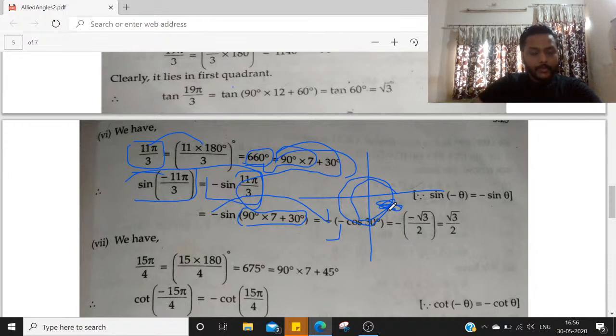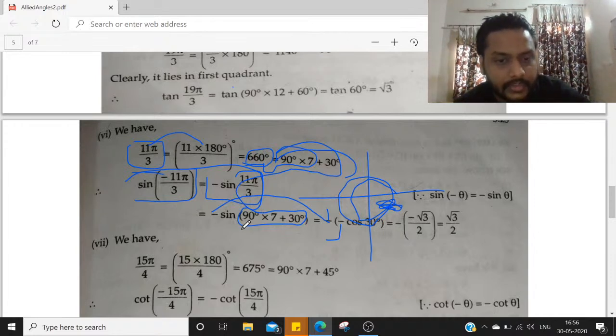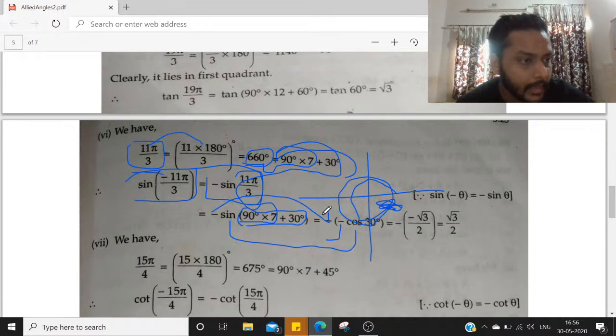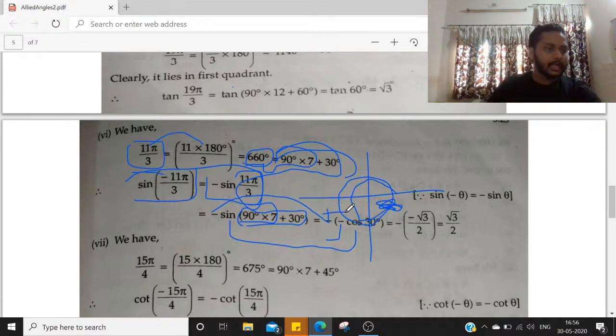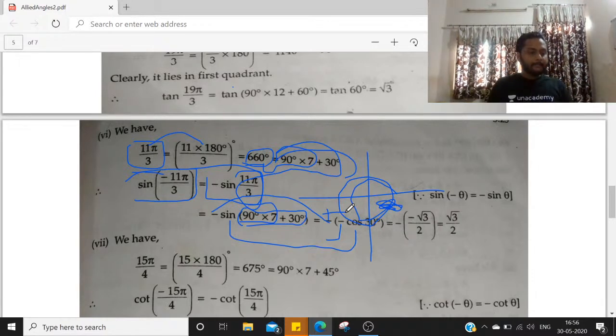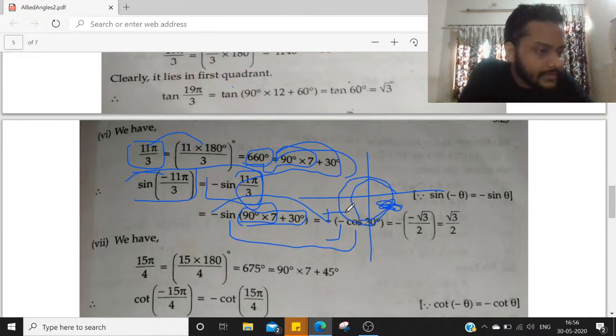Okay, after doing this, guys, as you can see, I have the odd multiple of 90 over here, so I will be converting my sine to cos, and I will be having minus of minus cos 30. Are we clear with this? I will be having minus of minus cos 30. Is that clear to you guys, everyone out there? Please tell me quickly guys, come on. Are we clear with this guys?